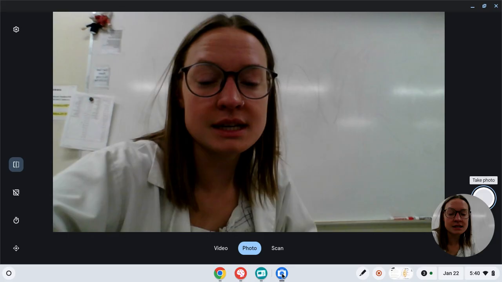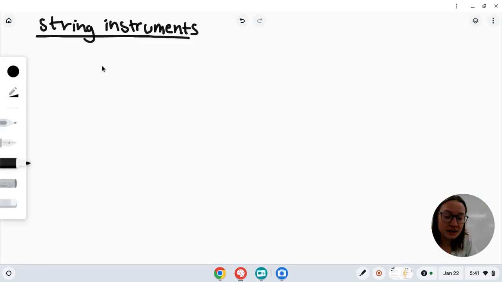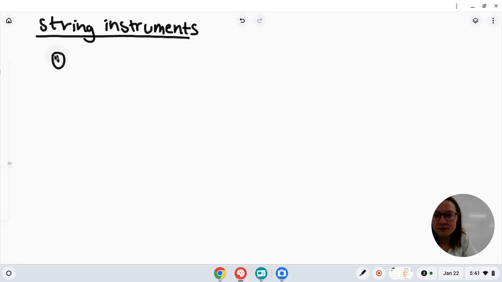String instruments. Here are the various factors that impact the resonance frequency of a string. Before I write them down, you make a guess in your notes. Could you figure out the various factors that would impact the resonance frequency of a string? Here's the first one that I got: the length of the string.